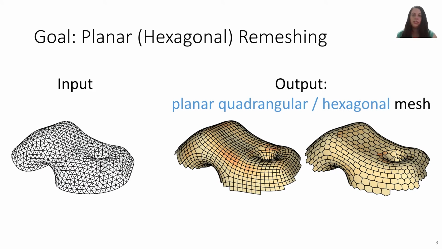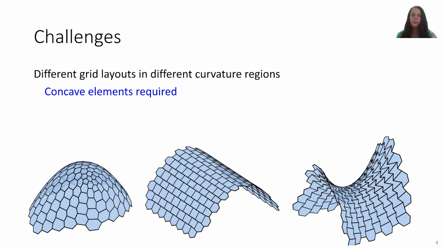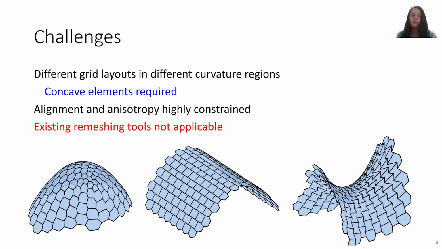Given a surface represented as a triangle mesh, our goal is to compute as output a planar quad or hexagonal mesh. Tools for planar quad meshing exist, but hexagonal remeshing poses additional challenges. First, depending on the curvature, we need different shapes of hexes, both convex and non-convex ones. Also, for the hexes to be planarizable, alignment and anisotropy are highly constrained, leading to difficult optimization problems. Therefore, existing standard remeshing pipelines, which are applicable for planar quad meshing, do not generalize to planar hexagonal meshing.